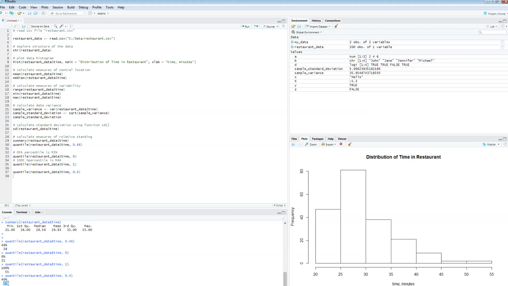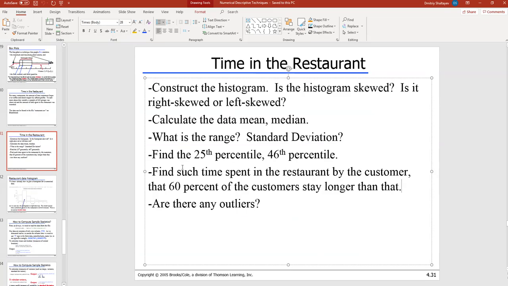So 40% of customers spend less than 27 minutes in the restaurant, and therefore 60% of customers, 100 minus 40, spend more than 27 minutes in this restaurant. So that answers this next question, right? Find time such that 60% of customers stay longer than that. That's 27 minutes. Are there any outliers?